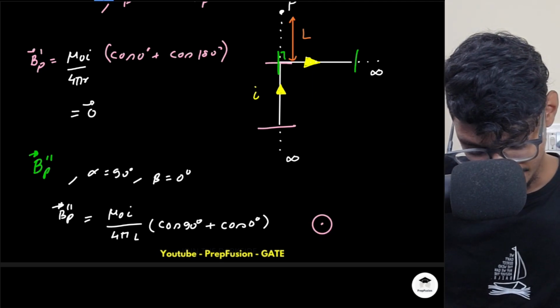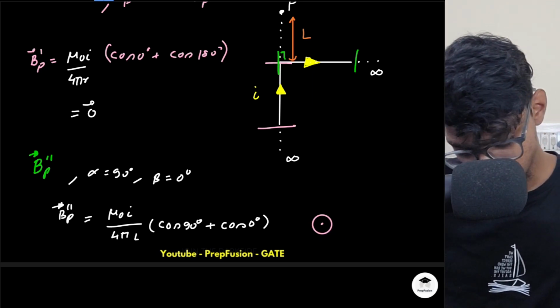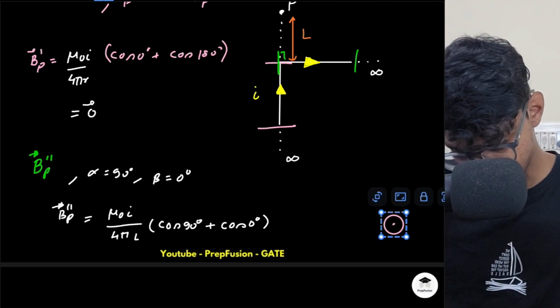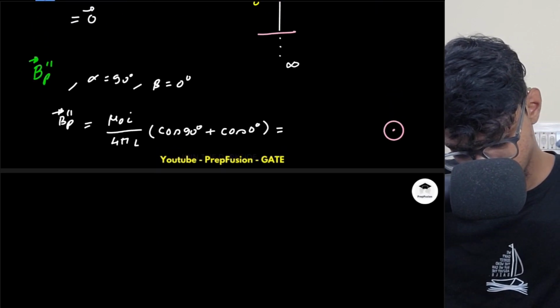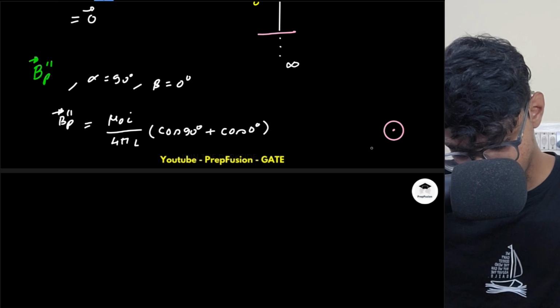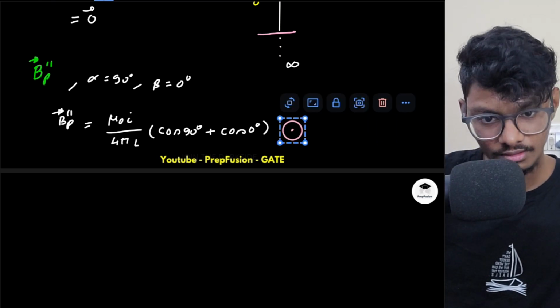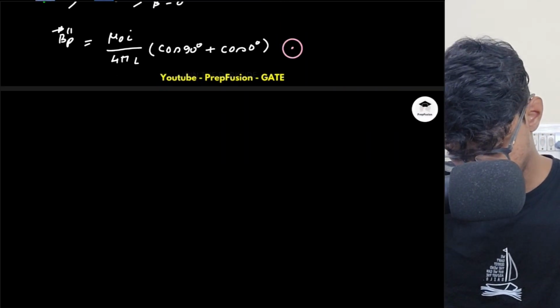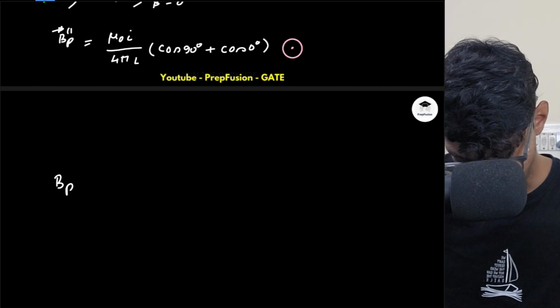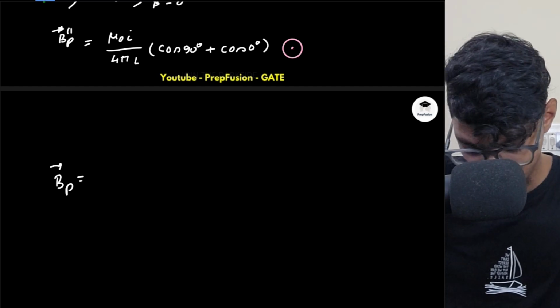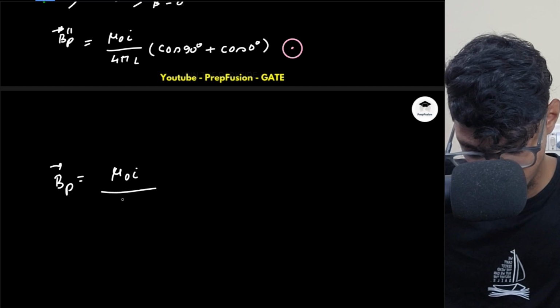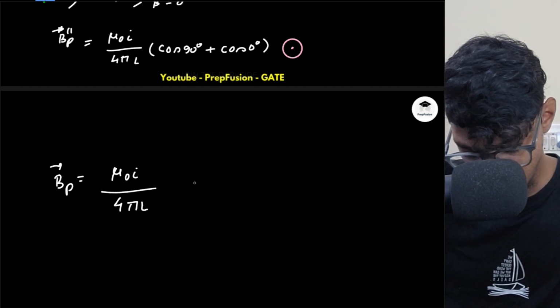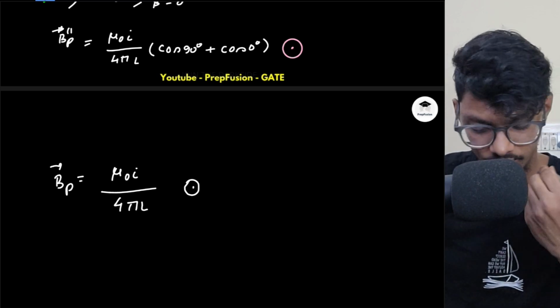So yeah, this is what I got. So what I will get as my final expression: the magnetic field at point P, BP, for the second case, for section 1 it will be 0, for section 2 it will be mu naught upon 4 pi L, with the arrow coming towards me. Okay.